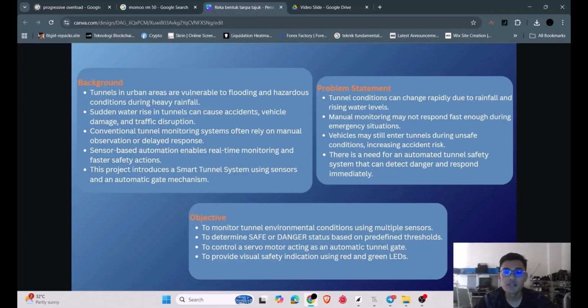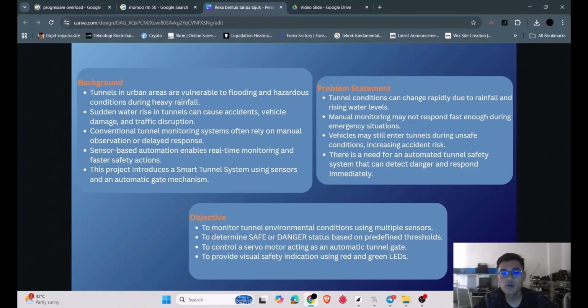For the problem statement, tunnel conditions can change rapidly due to rainfall and rising water level. Manual monitoring may not respond fast enough during emergency situations, and sometimes vehicles may still enter a tunnel during unsafe conditions, which increases the accident risk.